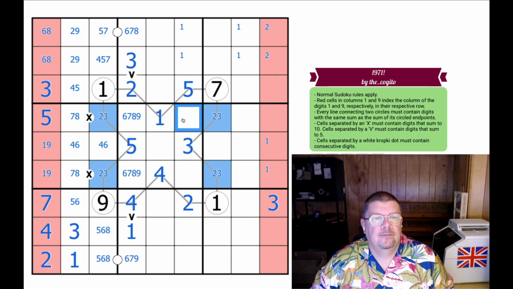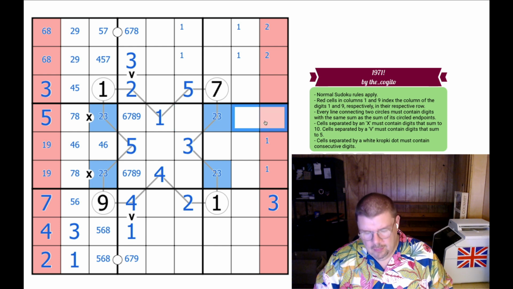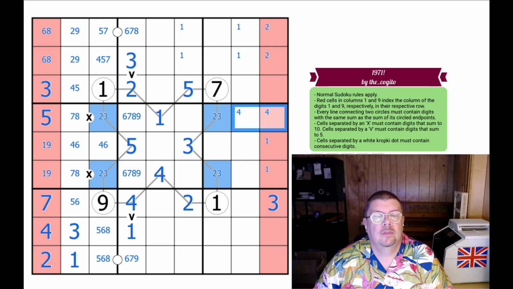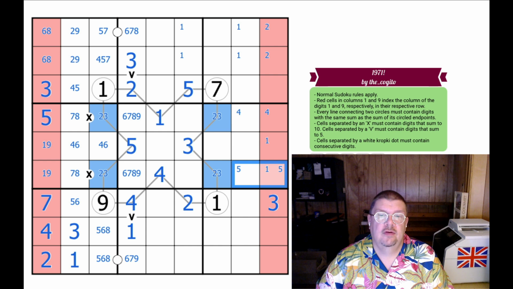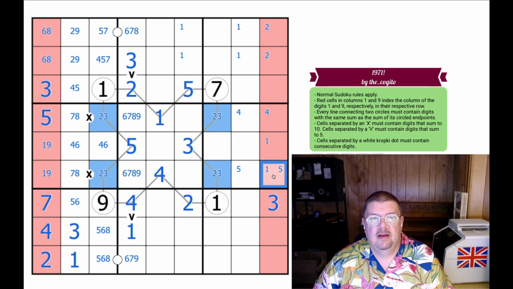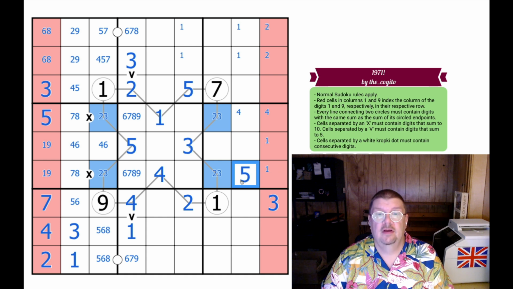Okay. So by Sudoku, 4 goes in one of those two. That could be 4 because that would make a 9. That's fair. 5 by Sudoku goes in one of those two, but that can't be 5 because that can't be 9. That makes this a 5.